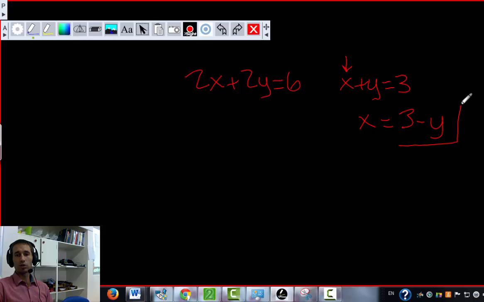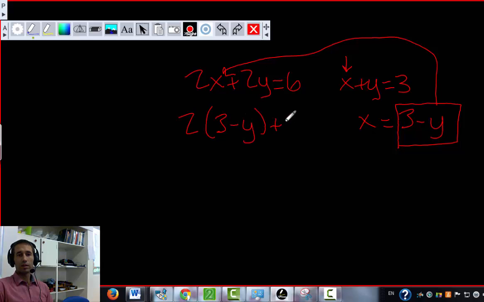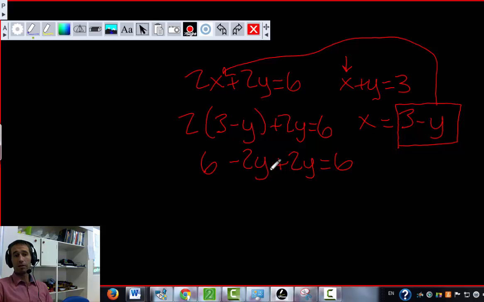Now, substitution. Since I know x is equal to that, I'm going to substitute it in for that x right there. If I substitute it in, I get 2 times (3 minus y) plus 2y is equal to 6. Now I'm going to distribute this out, and I get 6 minus 2y plus 2y equals 6. I can combine like terms now. I have a minus 2y and a plus 2y. If I combine those two together, they actually cancel out. So I get 6 equals 6.